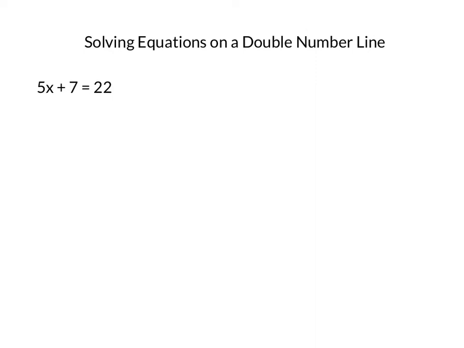Solving equations on a double number line is kind of a funky thing to do, but once you do it a couple of times, you start to get the hang of it. So first of all, we need a double number line. The way we do that is we just put one number line above the other.